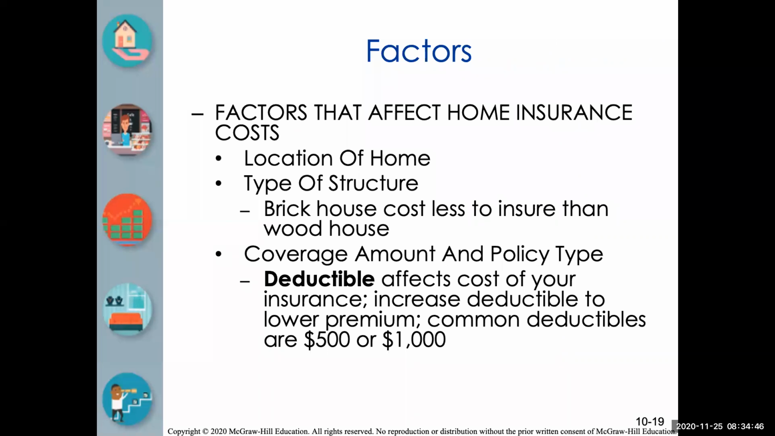You know, where our home is located, whether it's in the city or in the woods somewhere, whether it's in a floodplain or in the general paths of tornadoes, all of those things factor into the cost of our premium. What's our home built out of? Is it made out of brick, or is it made out of wood? One is less costly than the other.